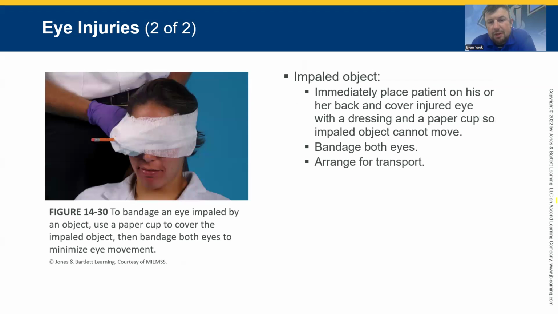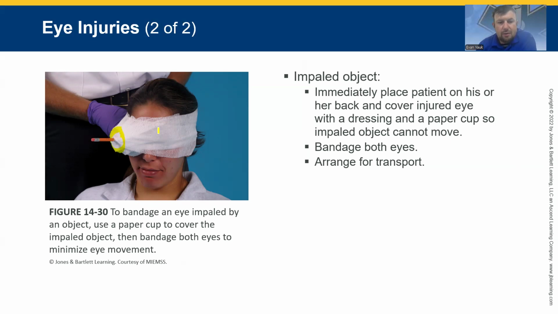If we have an impaled object, immediately place the patient on his or her back and cover the injured eye with a dressing and a paper cup so the impaled object cannot move. Bandage both eyes, arrange for transport. So what they've done is they've taken a cup and put it around the object, and it allowed them something to secure to. The gauze right here is secured to the cup, not to the pencil.